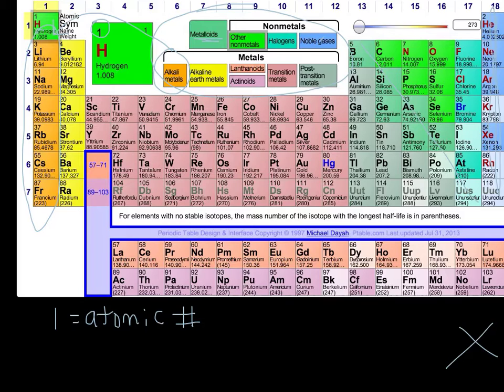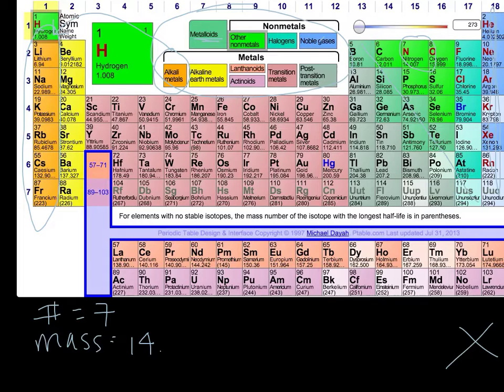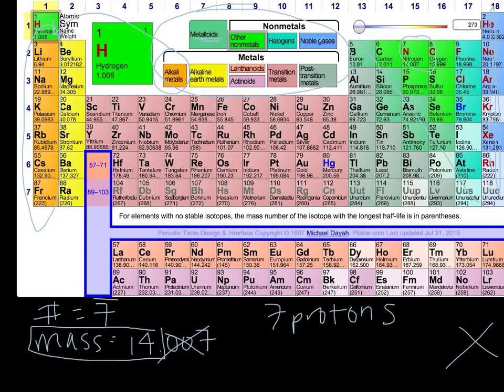Let's use nitrogen. So if we were to use nitrogen, we would know that its atomic number is 7 and its atomic mass is 14. A lot of times we just round to 14. So that means that it has 7 protons, and we can figure out the number of neutrons by taking its atomic mass and subtracting out its atomic number. So 14 minus 7 equals 7 neutrons.